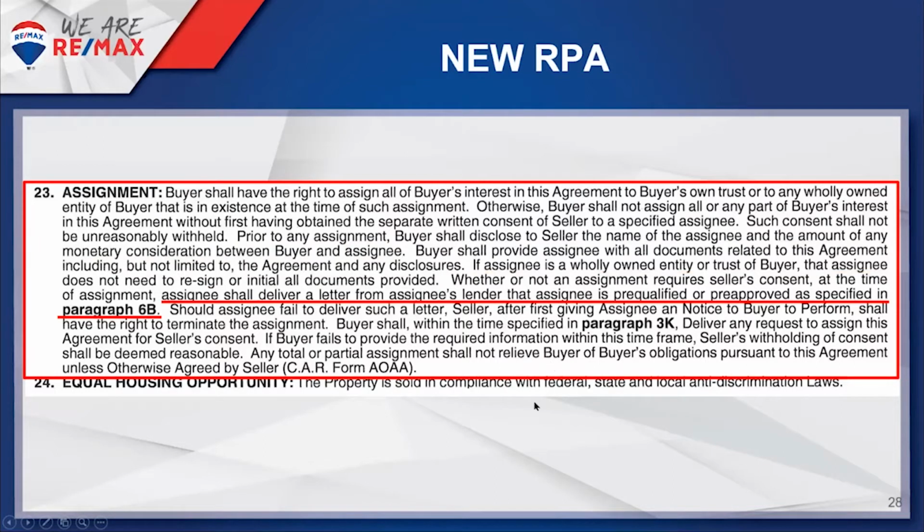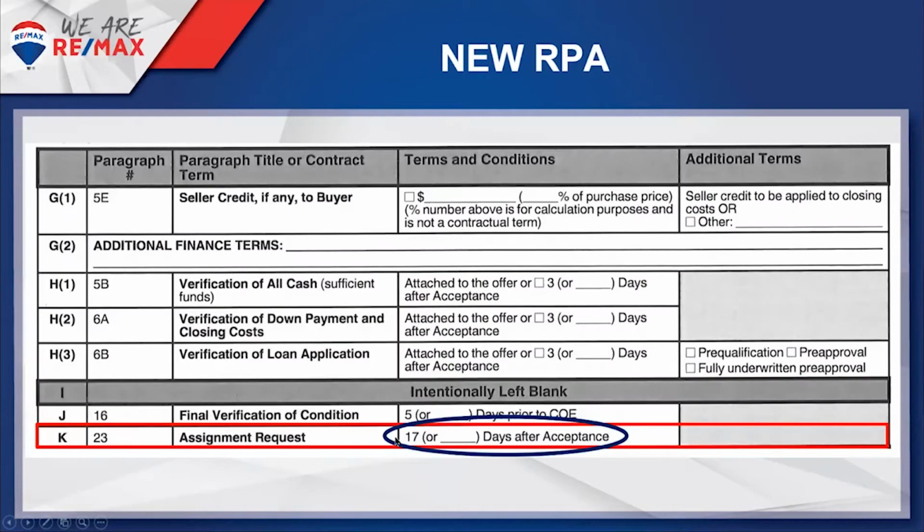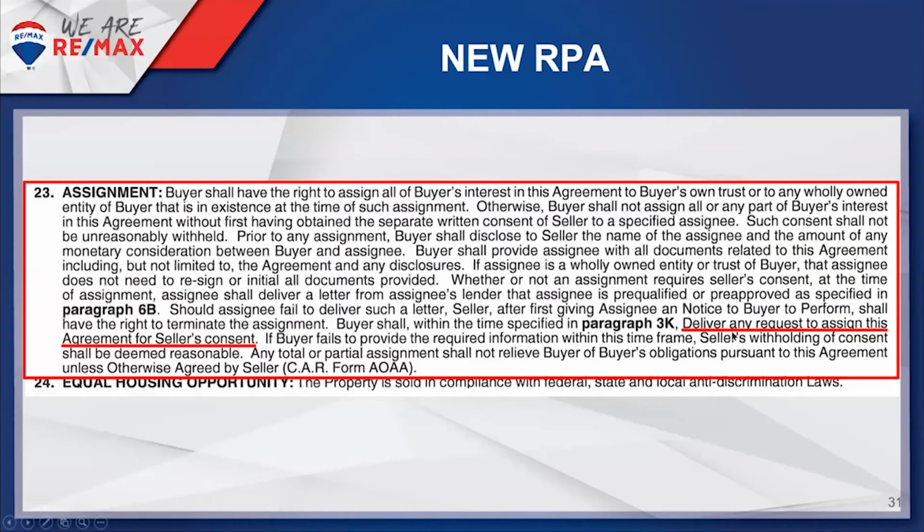Okay. The assignee must deliver a letter from the assignee's lender that the assignee is qualified or pre-approved, just like the buyer would have had to do as specified in paragraph 6B. The buyer shall, within the time frame of 3K, and 3K is 17 days, is the boilerplate. That's the assignment request. So within 17 days, deliver any request for an assignment.